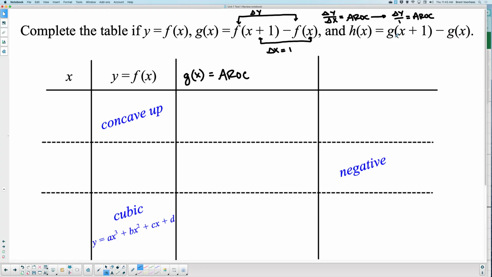What do you think h of x being g of x plus 1 minus g of x is equal to? Any takers on what this would simplify to become? I'll give you a hint. It's g of x, this g of x, minus a different g of x. If you took one of these and subtracted a previous one, what would you get?